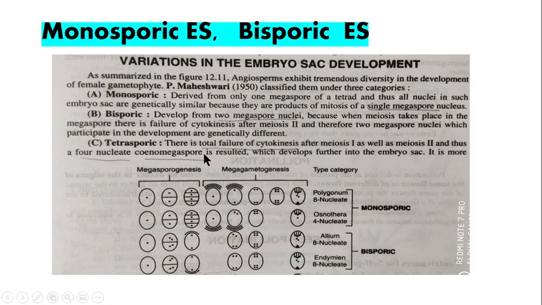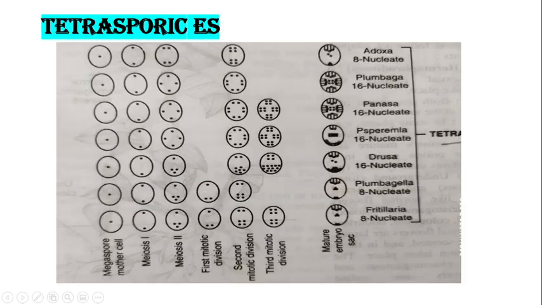Now in the tetrasporic type, there is total failure of cytokinesis after meiosis 1 and meiosis 2. Thus, a 4 nucleate condition is formed, which is known as the coenomegaspore. Now we will go to the next slide, then it will be more clear. Now these are the tetrasporic embryo sacs, where Adoxa, Plumbago, Penaea, Peperomia, Drusa, Plumbagella, Fritillaria, these are the types. Now please don't get confused and don't think that it is a very tough topic.